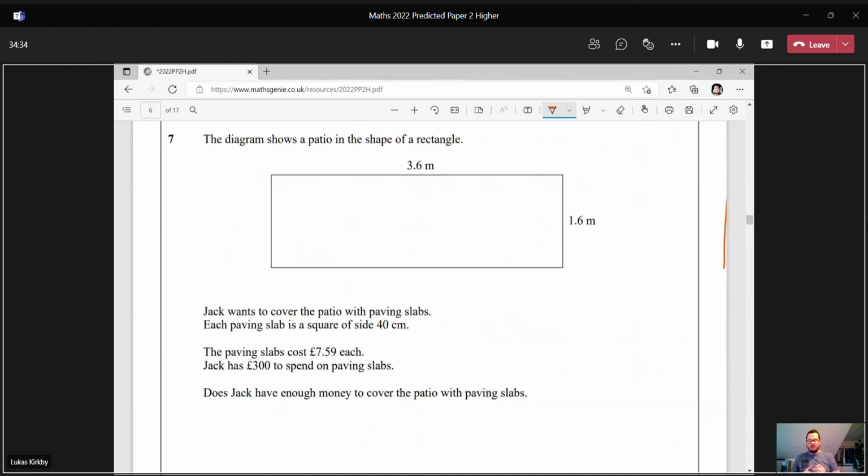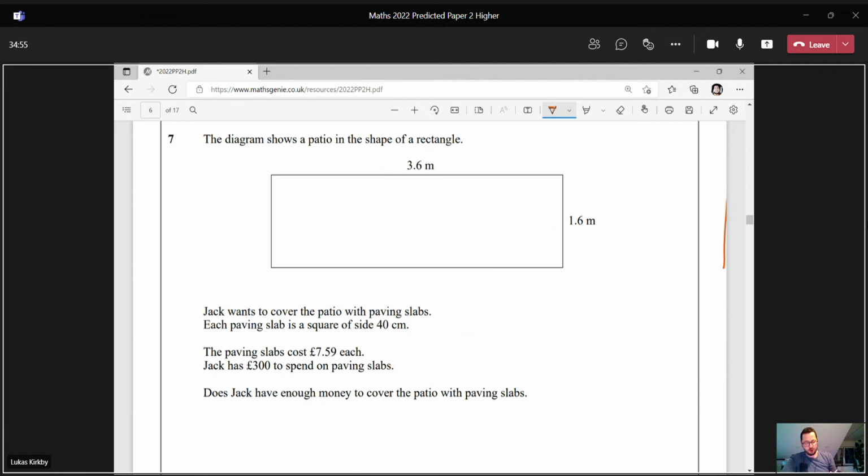Okay, so number 7. So the diagram shows a patio in the shape of a rectangle. Lovely. Jack wants to cover the patio with paving slabs. Each paving slab is a square of side 40 centimetres. The paving slabs cost £7.59 each, and Jack has £300 to spend on paving slabs. Does he have enough money?